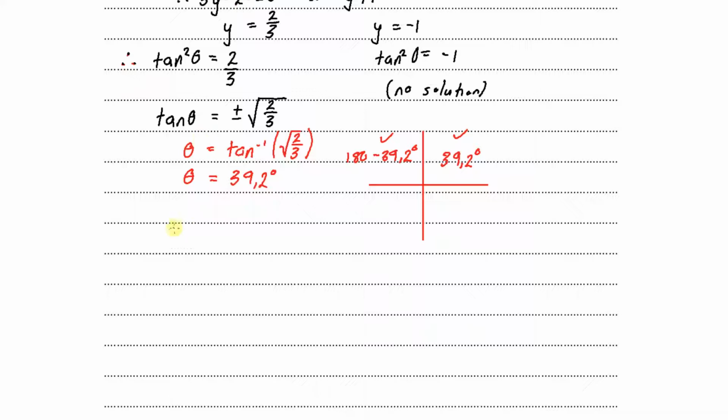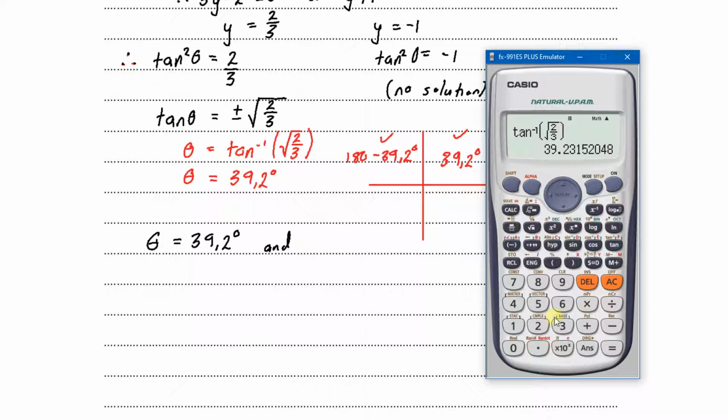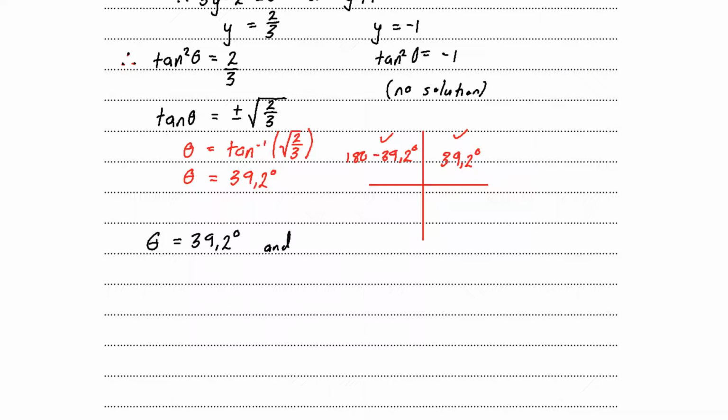So here we are saying theta has values 39.2 degrees, and what's 180 minus this? That's 140.8. So 140.8 is the other value, and these are the two solutions.